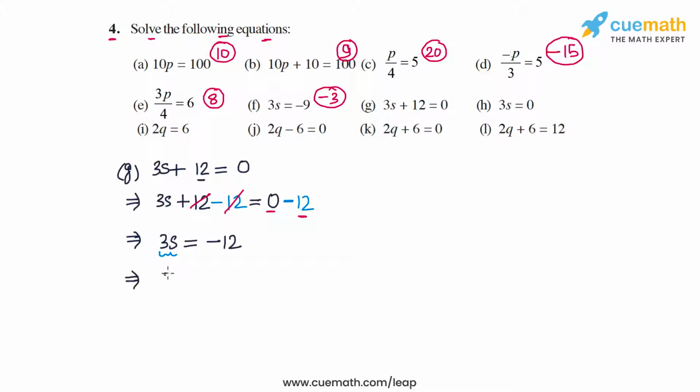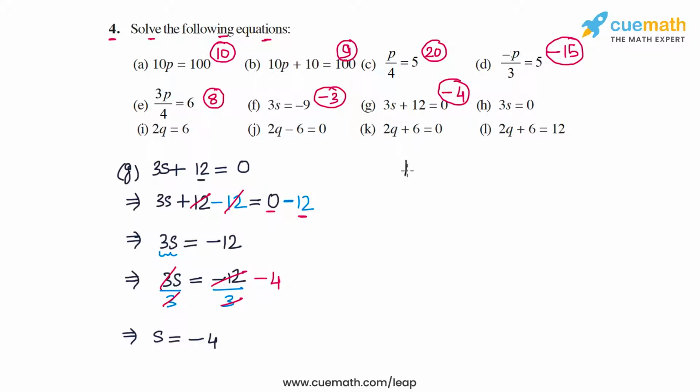So let's do that. 3s is equal to minus 12 is our equation, and we will divide both sides by 3. So this is what we get. So the 3's here cancel out on the LHS. On the RHS we have minus 12 by 3 is minus 4. So we get s is equal to minus 4. So the solution in part G is that s is equal to minus 4.